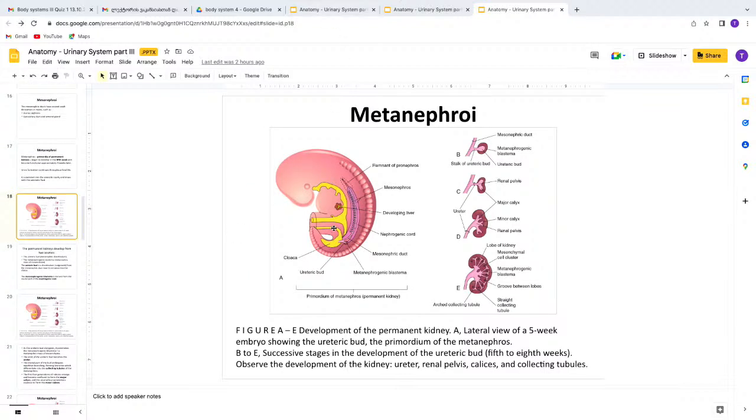So as you see here, this is our lateral view of the permanent kidneys. In picture A, we have a fifth week embryo. And you see here that we have a ureteric bud already developed. We have the metanephrogenic blastema, then the mesonephric duct in the nephrogenic cord, right? And these are mesonephros. In pictures B, C, D, and E, we see how the kidneys develop.